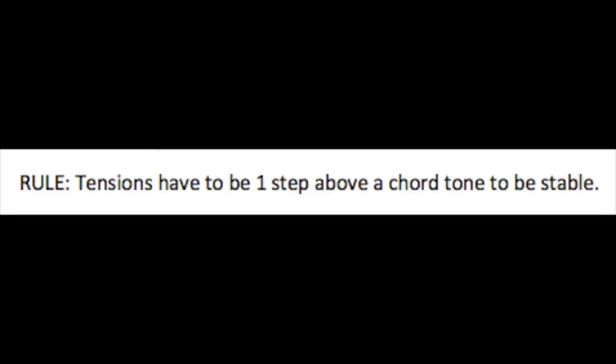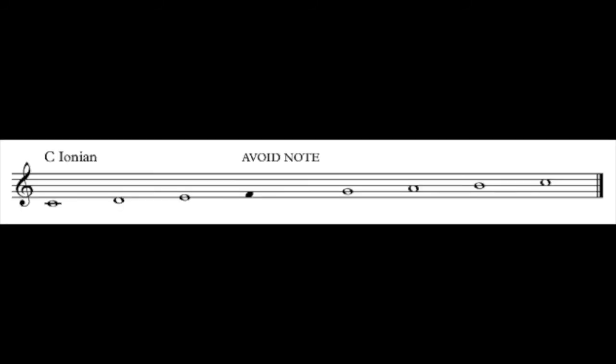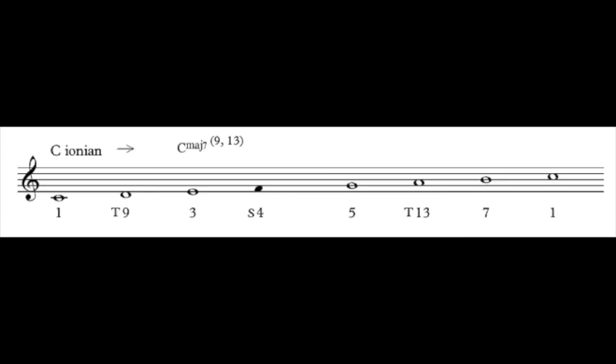The rule for tensions is that they have to be one step above a chord tone to sound stable. In the example that we have just seen, the F was only half a step above the E, which makes it dissonant. When we do exercises or tests and exams, we write the scale in whole notes, use the letter T for tensions, and indicate avoid notes by filling the note head and using the letter S from scale tone.